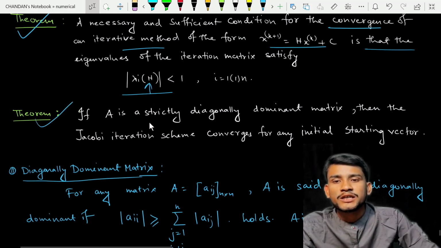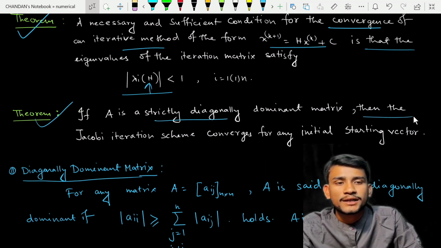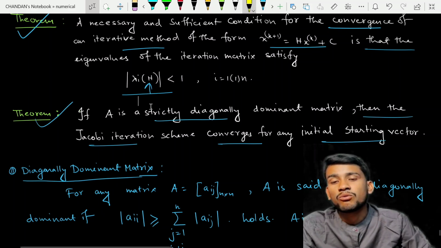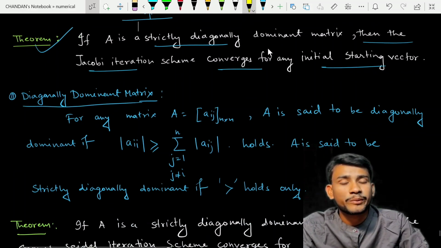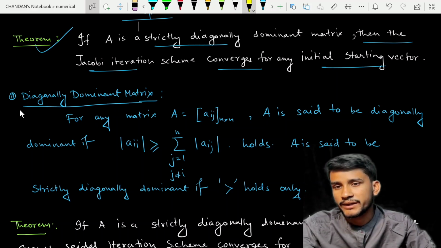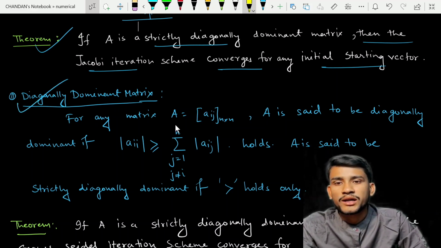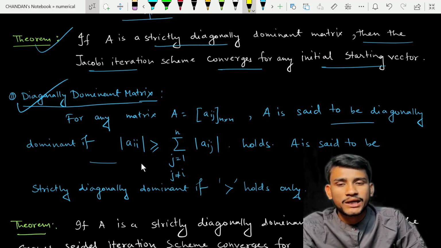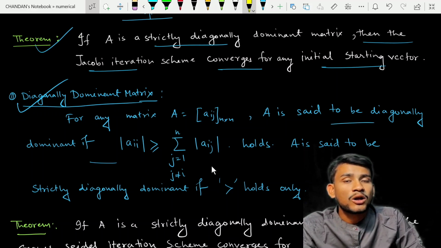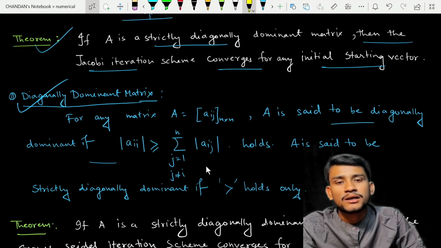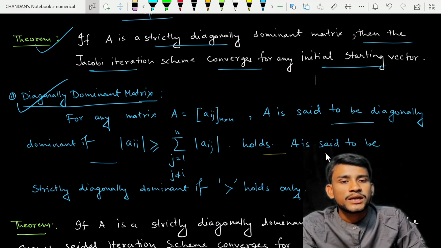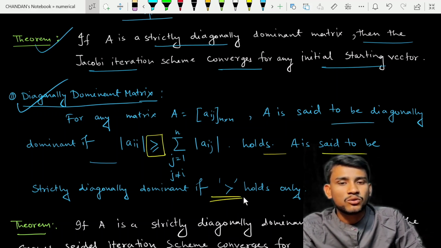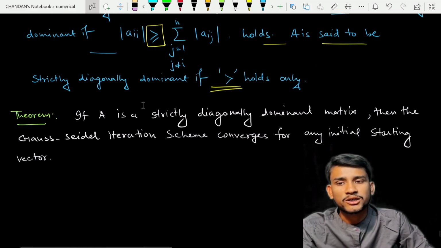The next theorem says that if A is strictly diagonally dominant, then the Jacobi iteration scheme converges for any initial vector. So what is a strictly diagonally dominant matrix? I already explained what a diagonally dominant matrix is. A matrix A is said to be diagonally dominant if the modulus of a_ii is greater than or equal to the sum of all other elements in the row. A is said to be strictly diagonally dominant if strictly greater than holds. So this is the definition of a diagonally dominant matrix.